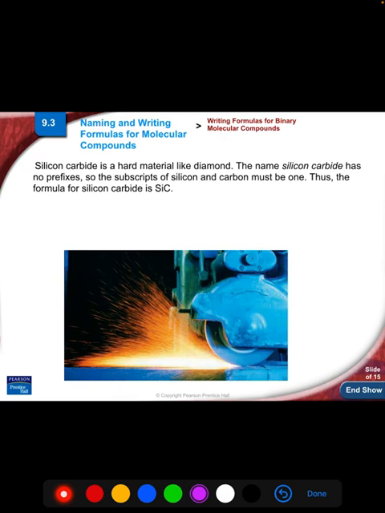Its official name would be silicon monocarbide, but it's in such common use that we go with silicon carbide, a very common substance used for sandpapers and grinders and things like that. Very hard substance. We've discussed it before, but its formula would be silicon, Si, carbon, C: SiC, silicon carbide. And we didn't have to say monosilicon, monocarbide. We knew it was understood. In addition, this formula does not require the ones for subscript. They are understood, so we're not going to use them.